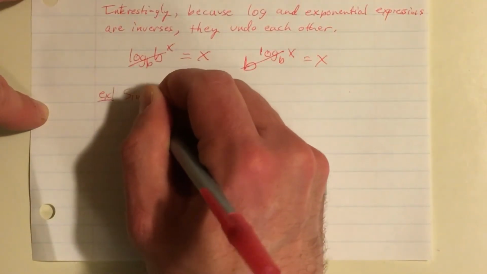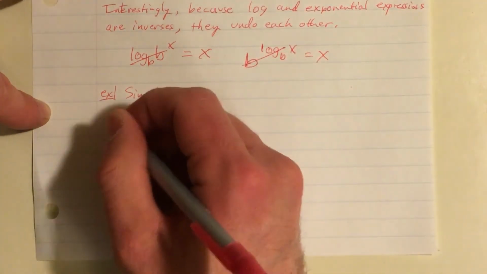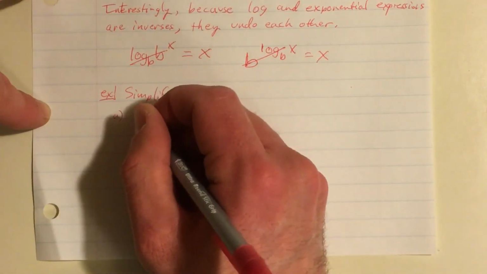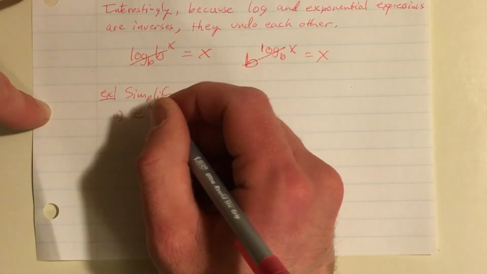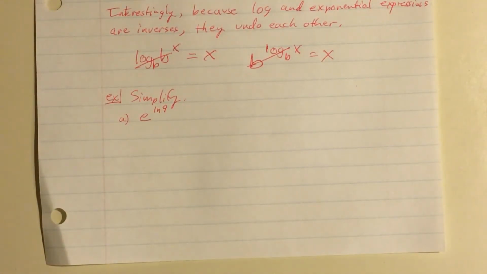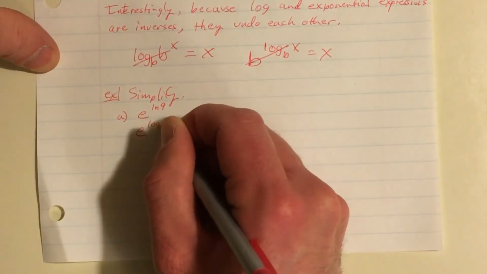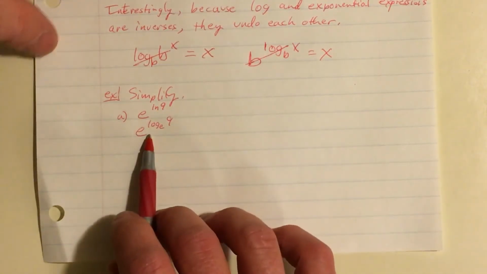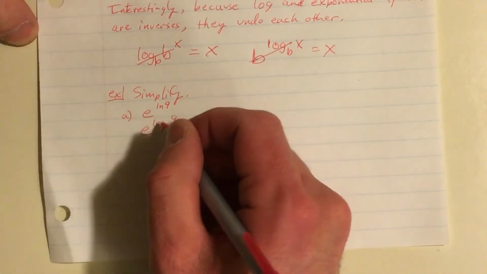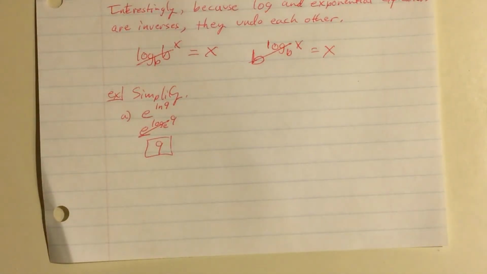Let's simplify. We've got e to the natural log of 9. Well, if you don't quite recognize that these are inverses and they're going to undo each other, you could rewrite this as e to the log base e of 9. And you've got base e right there against each other. They'll undo each other, and your answer is simply 9, just like so.